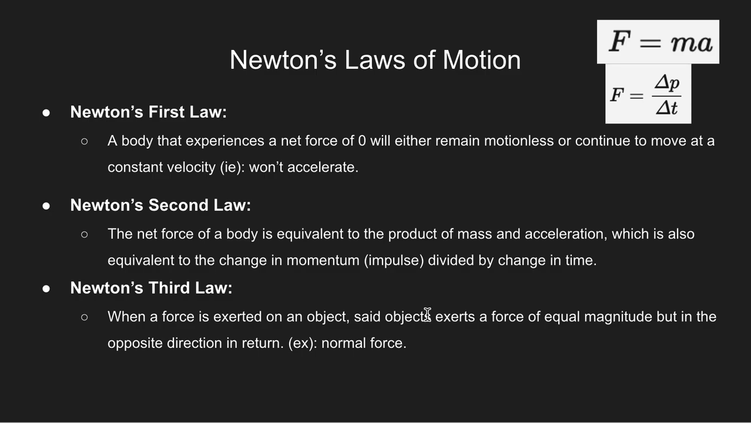For example, that explains the origin of the normal force. You have, say, a table here and a ball. The ball is on the table, exerting a gravitational force on the table, and the table in turn exerts a normal force back onto the ball of equal magnitude but in the opposite direction to the gravitational force. And that's it for momentum and Newton's laws.